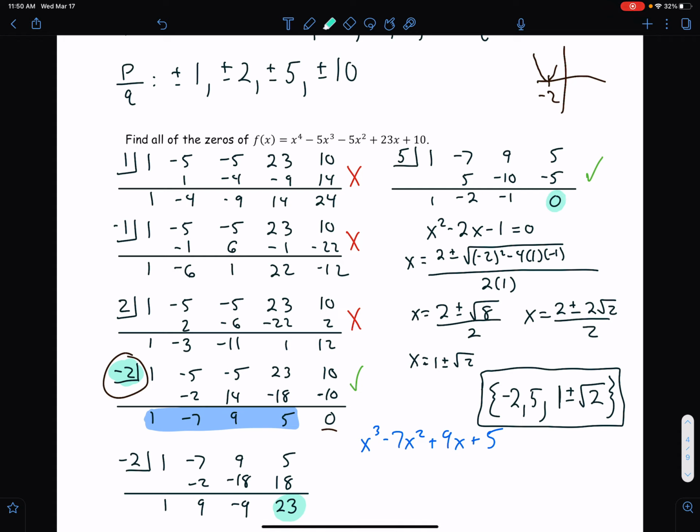So it gave us a quadratic equation that unfortunately was not factorable. So that's why I used the quadratic formula. And I found my zeros to be 1 plus or minus radical 2, in addition to the zeros we found through synthetic division. So here was my answer.